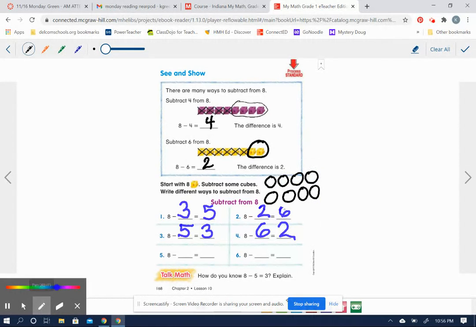Next is, and we need another number. So we've subtracted 2, 3, 5, 6. I just skipped a number, didn't I? How about 4? Let's subtract 4. 1, 2, 3, 4. And if we subtract 4, how many are left? There are 4 left. 8 minus 4 equals 4.